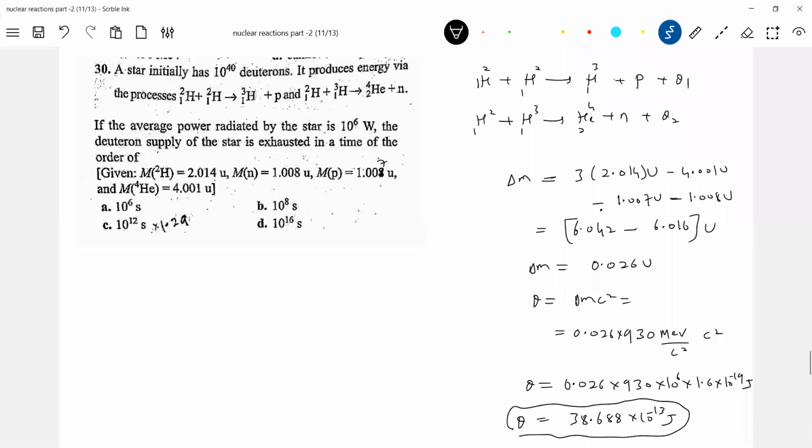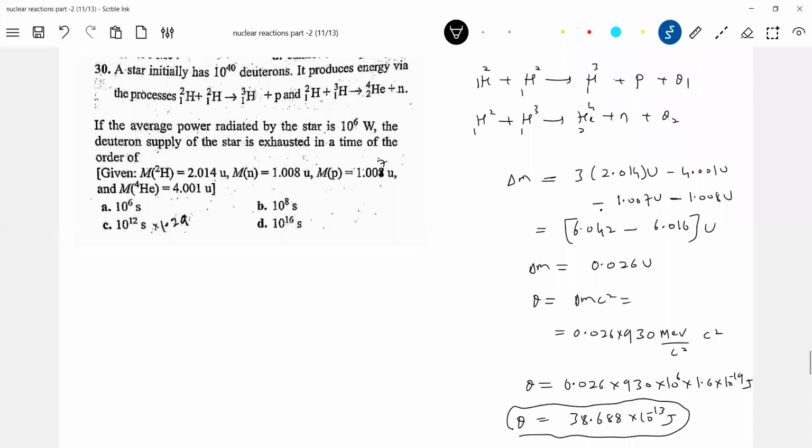10 to the power of 40 deuterons you have taken. Yes, sir. We'll take 10 power 30, that time we'll get 10 power 12. Sir, the question should be 10 power 16, sir.